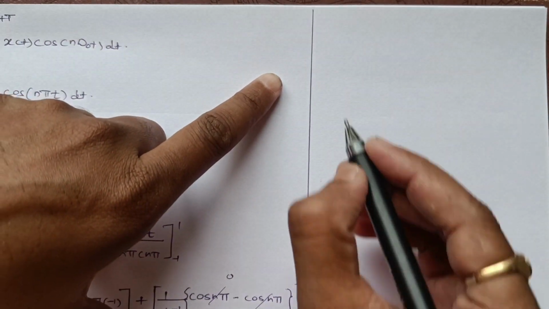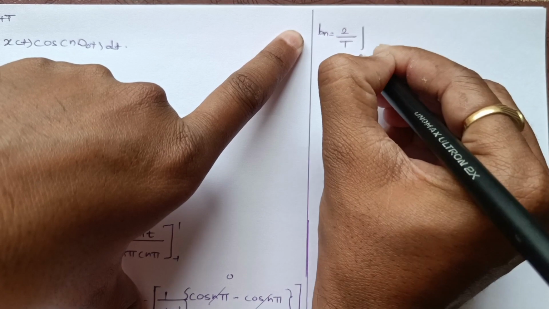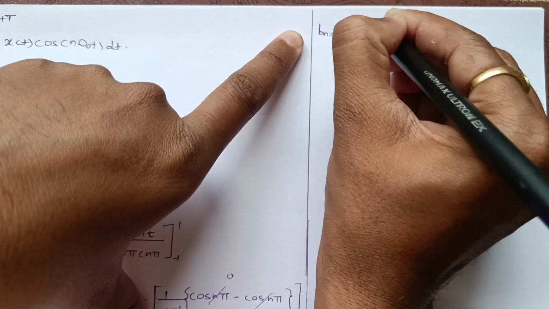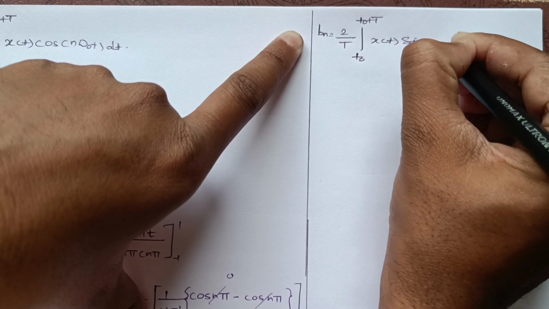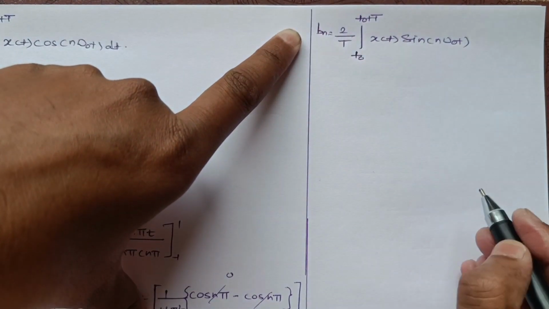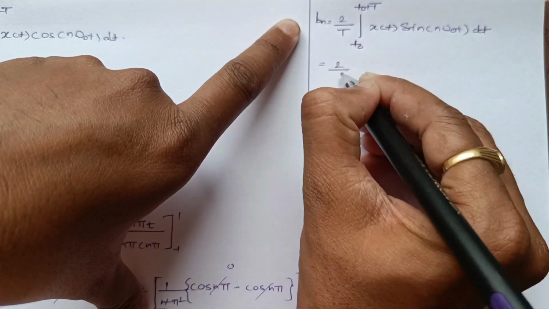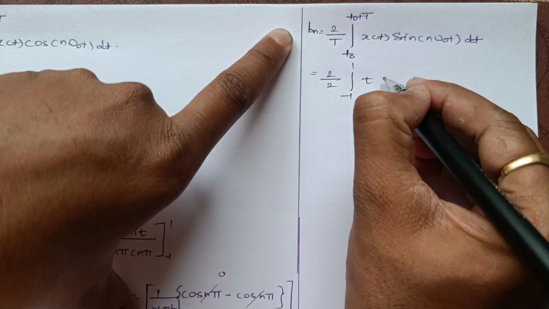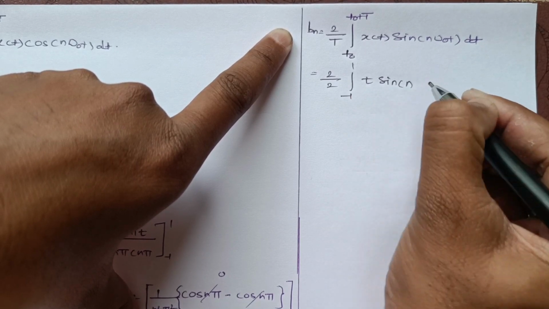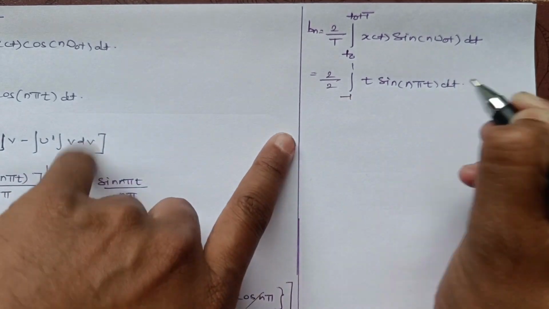So we'll write for bn is 2 by T, again integration from t naught to t naught plus T of x(t) sin n omega naught t dt. So this is 2 by 2 integration. x of t is nothing but t, with sin of n omega naught, which is nothing but n pi t, with dt.